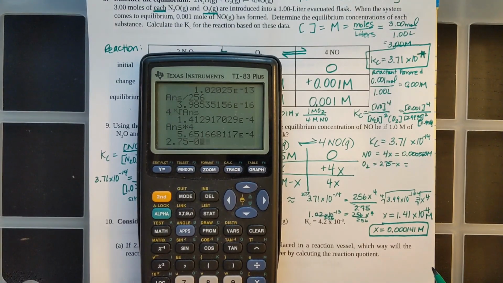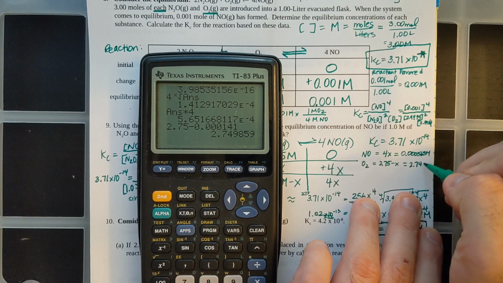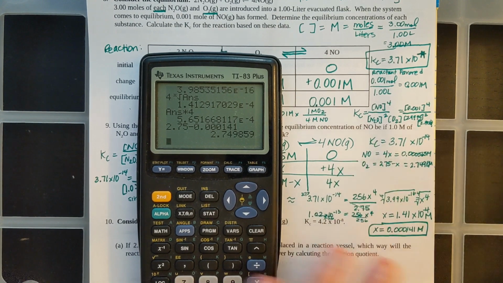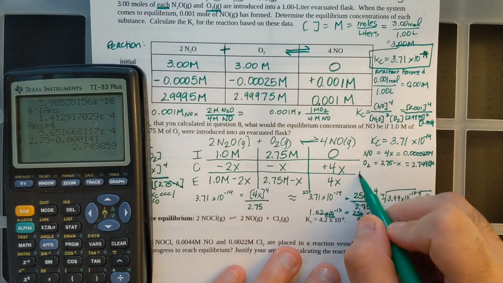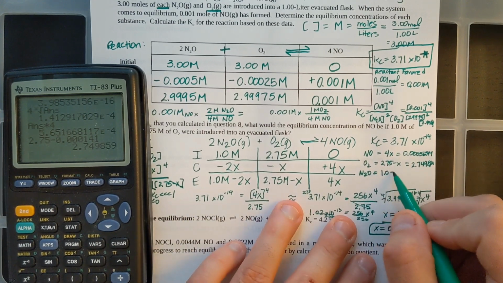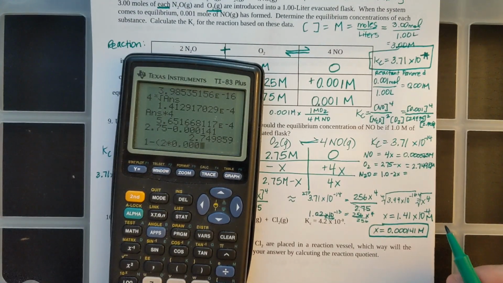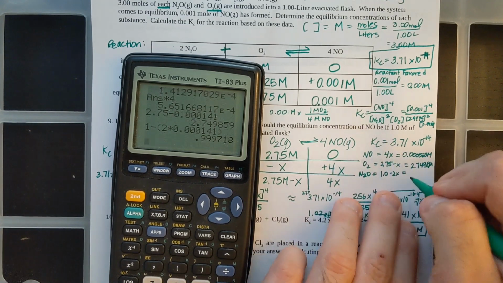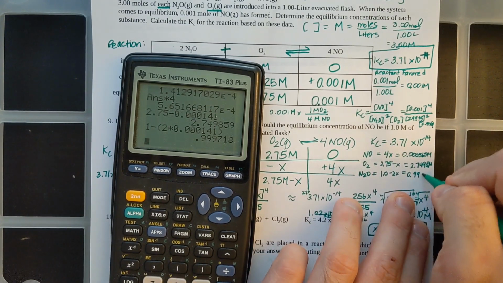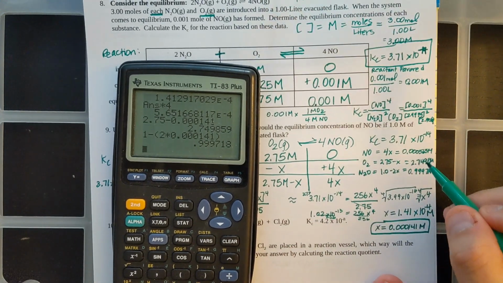2.75 minus 0.000141, and I get 2.7498 molar. And then if I want N2O, I'm going to have 1.0 minus 2x. So I'm going to do 1 minus 2 times 0.000141, and I get 0.999718 molar. Now, I don't care how many significant figures you put in here.